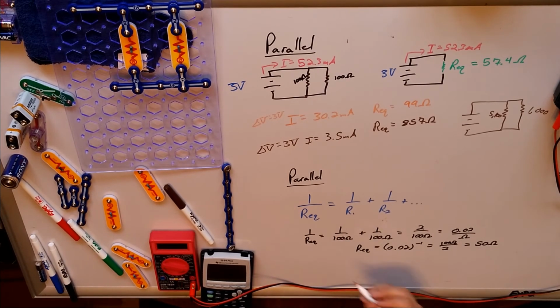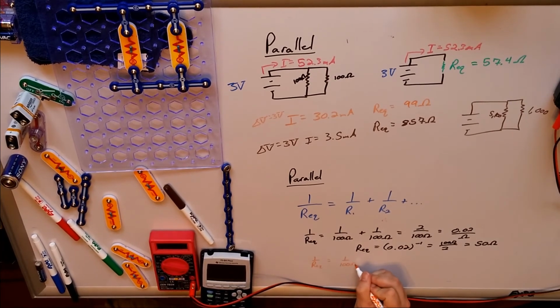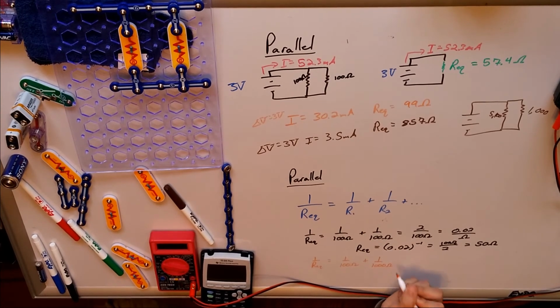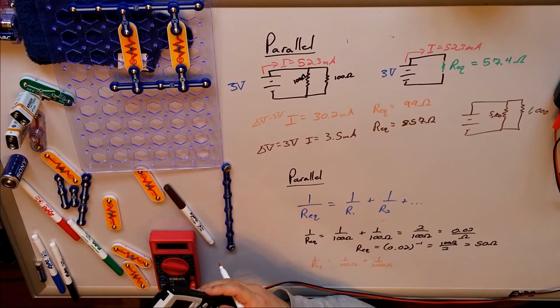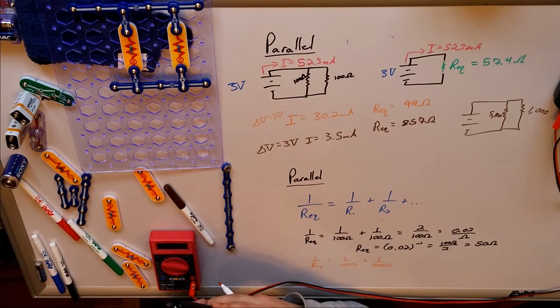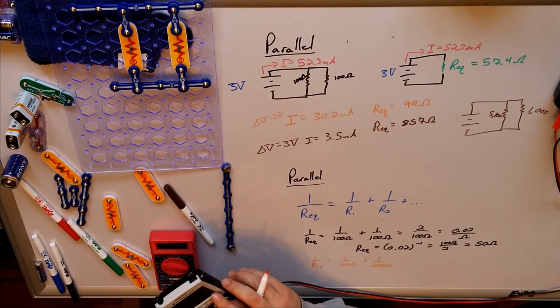Let's take a look at the second one. We said that its 1 over equivalent resistance would be equal to 1 over 100 ohms plus 1 over 1,000 ohms. Okay, here's one of the parts where we're going to break off a little bit. One, you can put this into your calculator. You can do 1 divided by 100 plus 1 divided by 1,000. And then remember, the answer you get is 0.011.